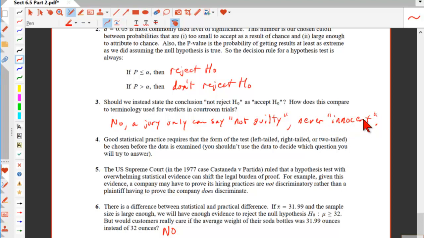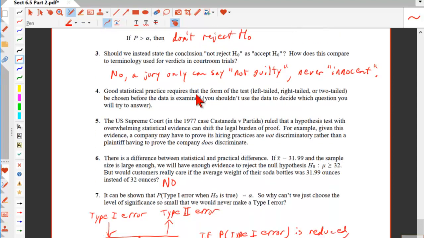What's the difference? Well, to be innocent really means you didn't do it, and the jury can't and isn't required to decide that. The jury never knows for sure. That's why there's a trial. The jury's job is to say not guilty, which means that there's not enough evidence to convict this person, and therefore they should be treated as innocent. So it's better to say "not reject the null hypothesis."